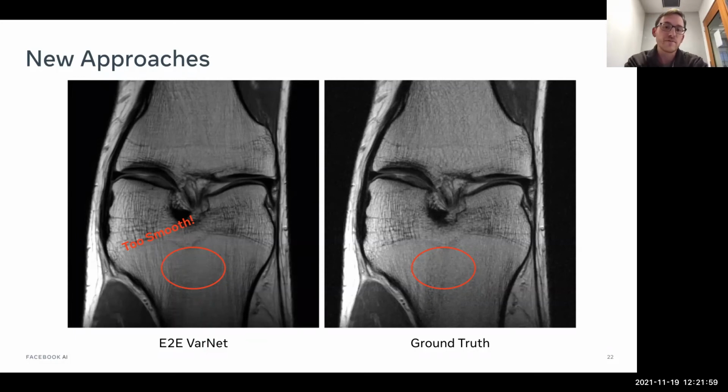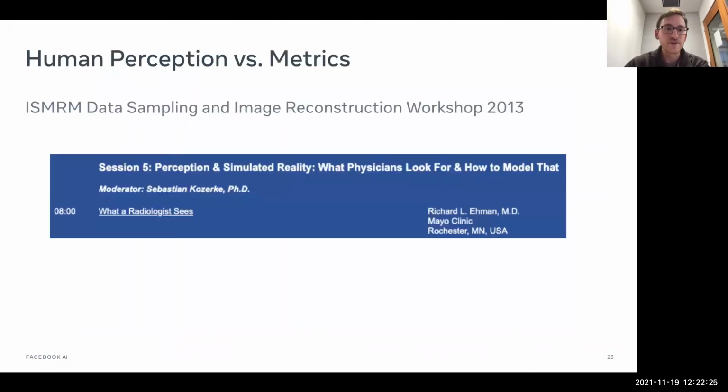And to get past this point, we looked a little bit into human perception. The standard thing in computer vision now is we have lots of AI models for doing human perception, like FID metrics, adversarial models, all sorts of great things. But because we were MRI people, we were a little more traditional, so we looked back in time for human perception studies. In particular, one presentation that happened previously in the MRI community was this one at the ISMRM Data Sampling and Image Reconstruction Workshop of 2013.